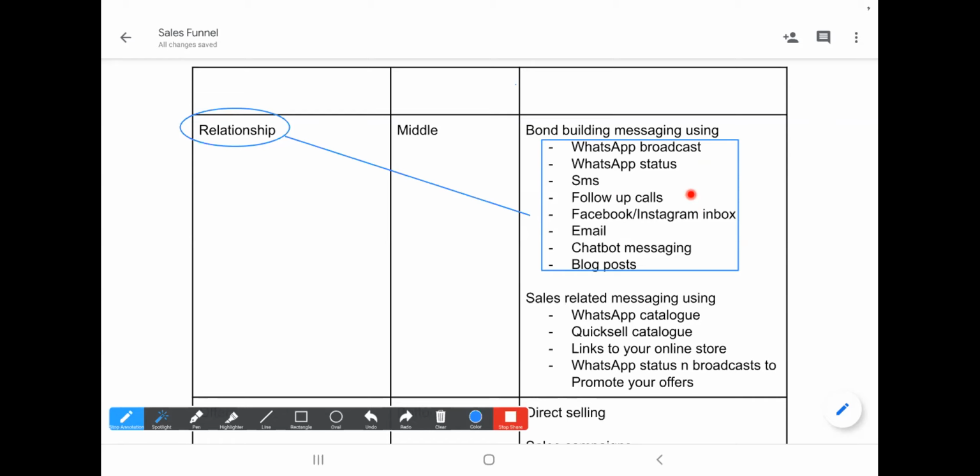Now, it isn't only bond building messaging that you are going to be creating. We can also be creating sales related messaging. The reason is that you need to sell. You are in business to sell and to solve people's problems. When you solve people's problems with your products at prices that are affordable to them, they will make a sale. Simple as that. When your products are affordable and the people have the need and the need is pressing, you will sell. So which means that when you are selling your products, you are actually solving people's problems.